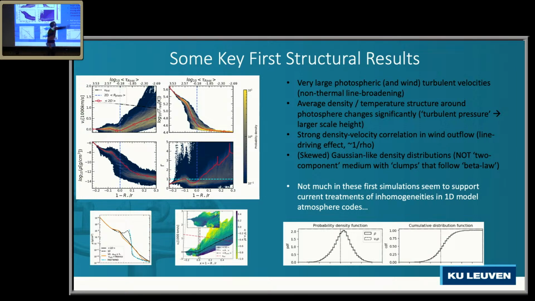And here is another thing, which I know that Will has also investigated with the Athena++ simulation, that we don't find anything like a 2-component medium with clumps that follow some beta law. Not at all. This is more like a probability density distribution that we have with a cumulative distribution function. So typically in the Wolf-Rayet models, I think it was something like 40% of the mass that is lower than the mean density. So to summarize, there's not much in these first simulations that seems to support the current treatments of inhomogeneity that we do in the 1D atmosphere codes.